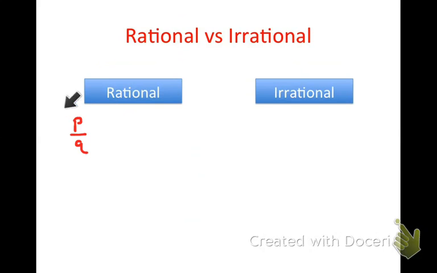P over Q. In other words, it could be any number that can be written as a fraction. With this little caveat, the numerator P and the denominator Q must be integers. Now I'm going a little bit out of order because I'm describing what integers are on the next slide, but let's just say that if you can write a number as a fraction and the numerator and denominator are decimal free and fraction free, then that number is a rational number.